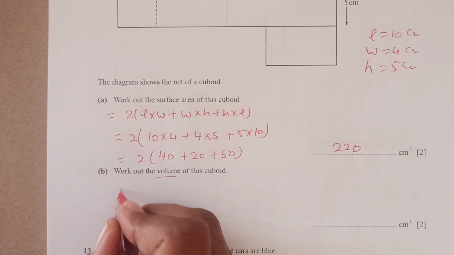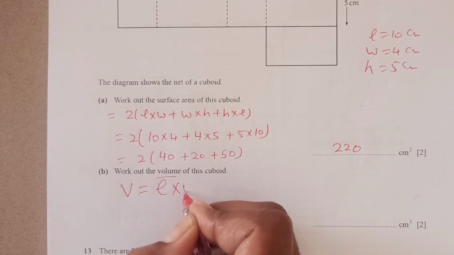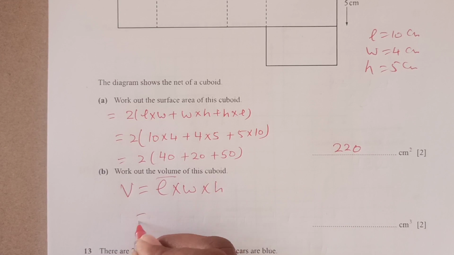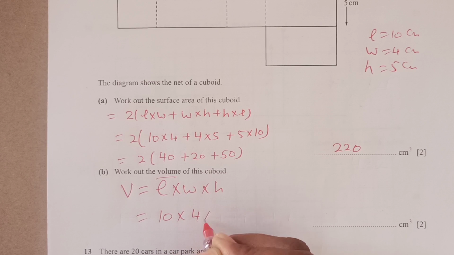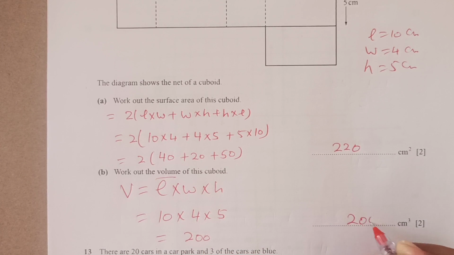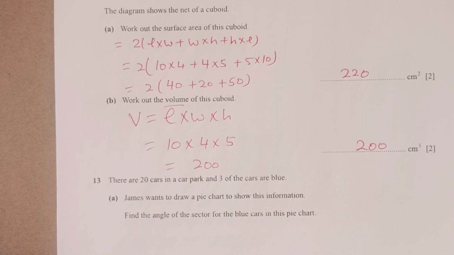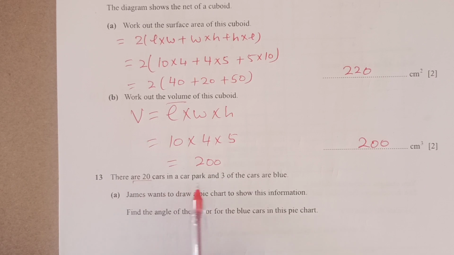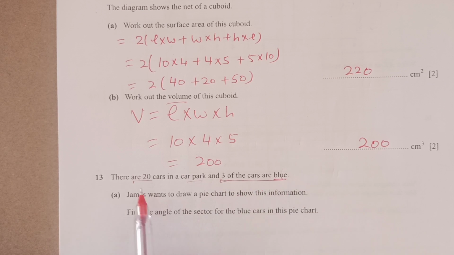Now the volume. Now you know the volume of the cuboid is length times width times height. So 10 times 4 times 5, which is 200. Okay. Now there are 20 cars in a car park and 3 of the cars are blue, right? 3 are blue out of 20.